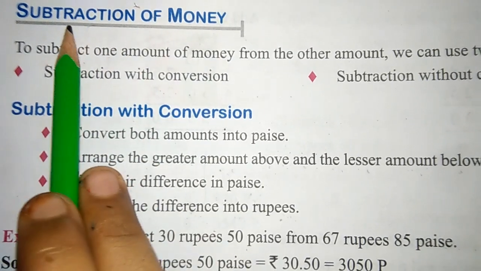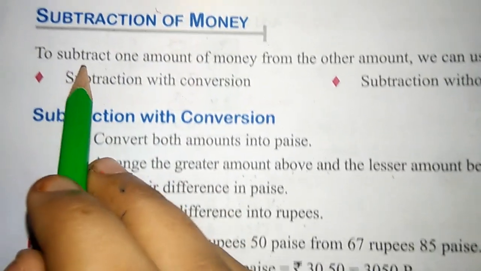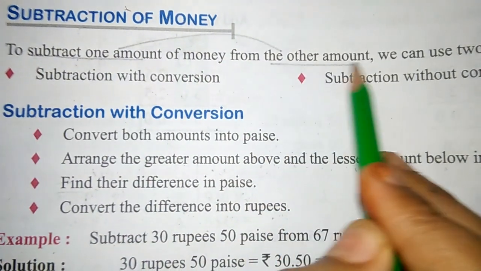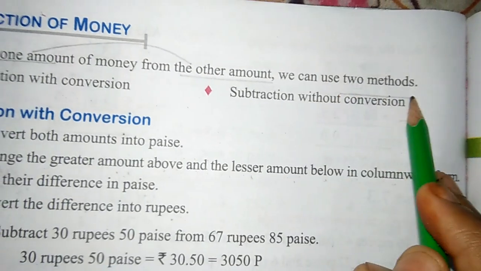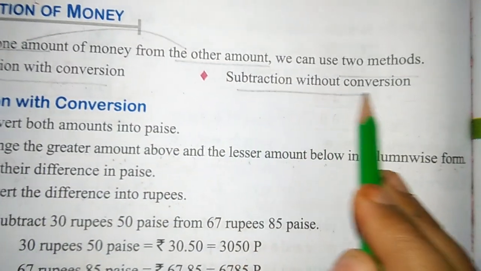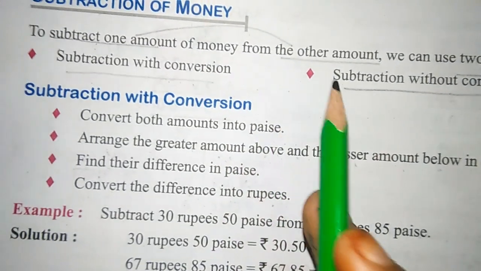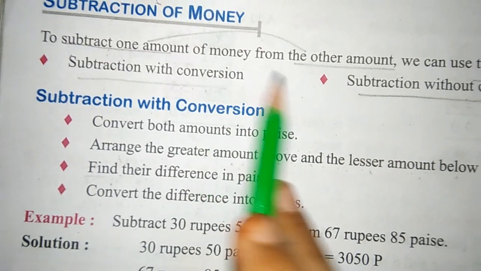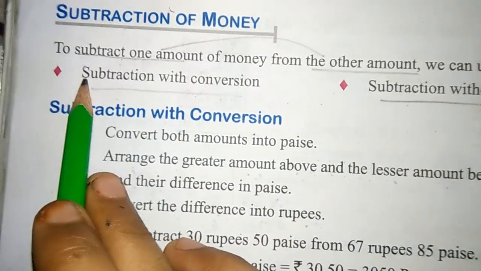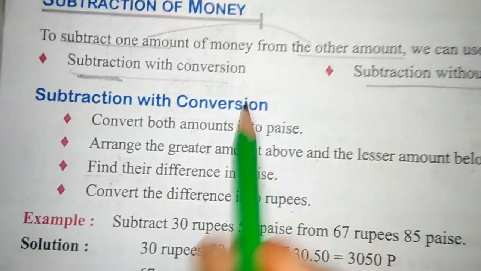Today, I will teach you subtraction of money. In subtraction of money, we have to subtract one amount of money from the other amount. We can use two methods. First method, subtraction with conversion, and second method, subtraction without conversion. Okay, children, earlier when I taught you the addition of money, it was both methods. The only difference is that it is subtraction and that was the addition, right?